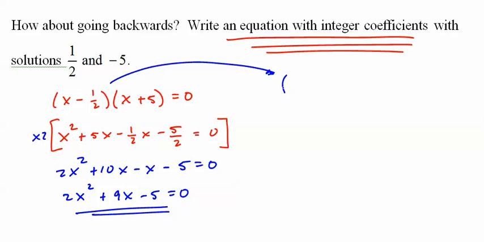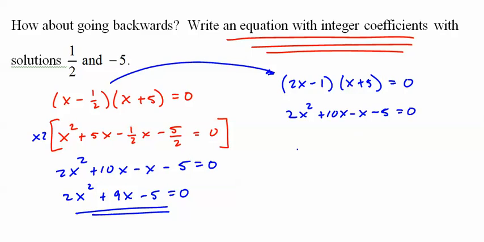Multiply both pieces there by 2. 2x - 1. FOIL this out. 2x² + 10x - x - 5 = 0. 2x² + 9x - 5 = 0. Either way, it works.